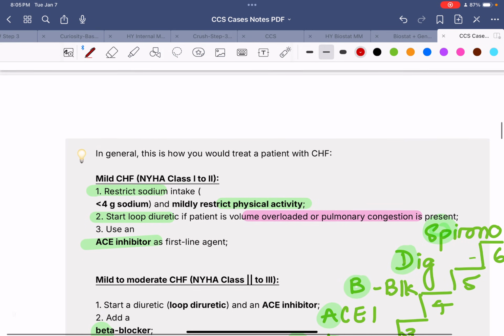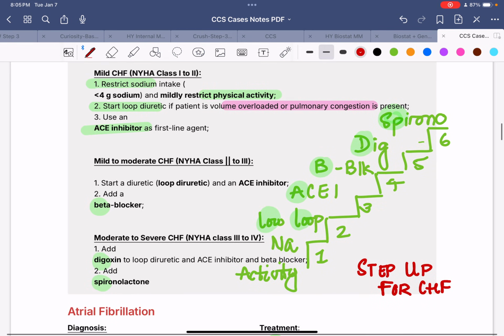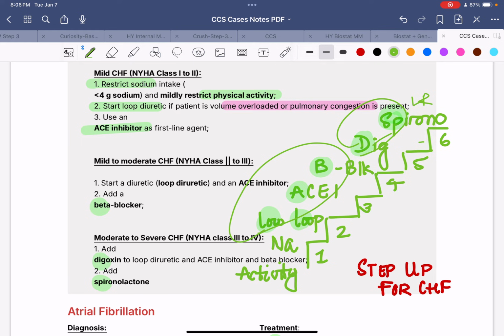Okay, and then there's a step ladder that I made for the drugs that can be given in heart failure, depending upon whether it is mild, moderate or severe. And I remember it with the mnemonic of LABDS, right? So for DS, you can remember it with DSLR probably, or any way that you can remember DS, but it's LABDS.